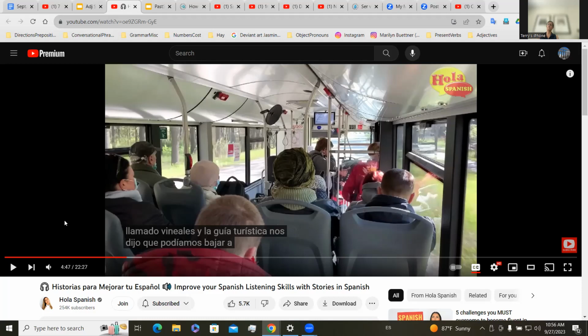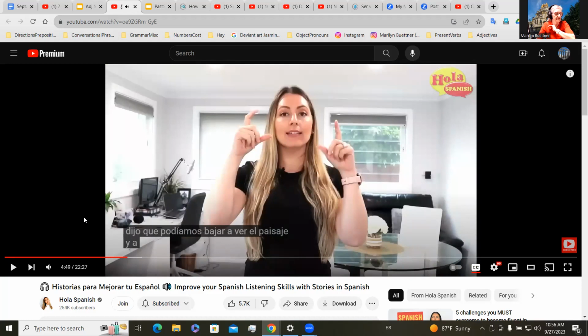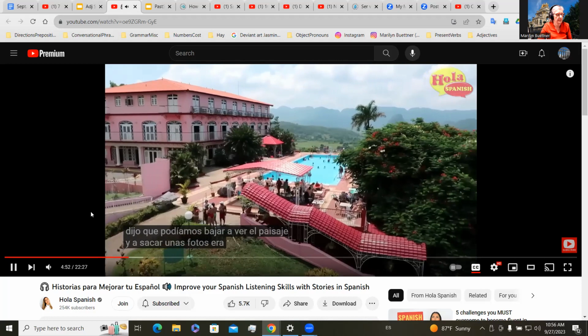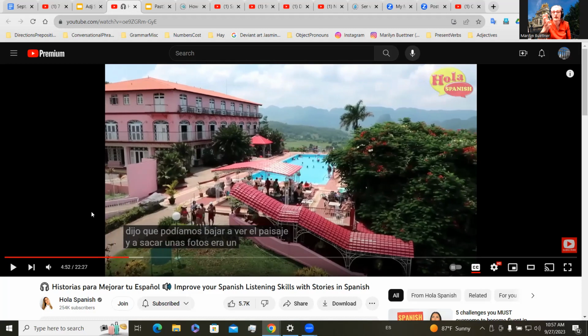It's kind of a hard thing to get the feel of with that particular verb. The other ones will be more obvious. But she told us that we could do this. She told us we have the ability, meaning you can get off the bus or you can sit there, right? You have this option. So, que podíamos bajar. El paisaje. You could get off to see the landscape, the view, okay? Y a sacar unas fotos. And to take some pictures. So, you want to stay on the bus? Stay on the bus. Podíamos bajar. We could. We had the ability to get off. Imperfecto there, because it wouldn't make sense for her to put that poder into pretérito there. It would mean we got this done.